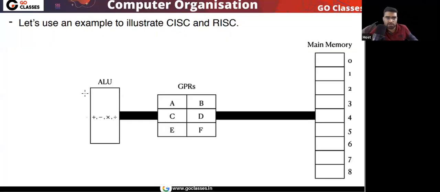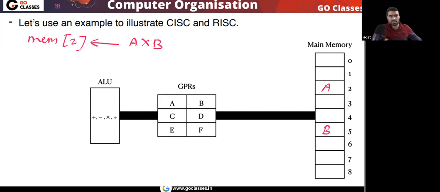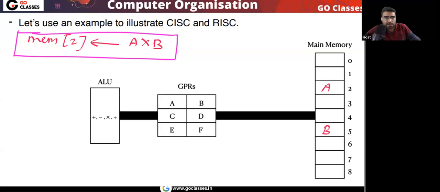So what are you doing? Tell me what you want to do. Let me call the number in location 2 A. In location 5, let's assume you have B. Now in location 2 of the memory, we want to put A multiplied by B. Is this clear? Okay, this is what we want to do. This is our task.